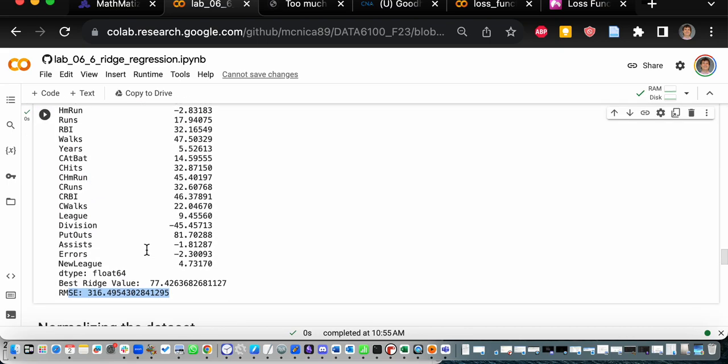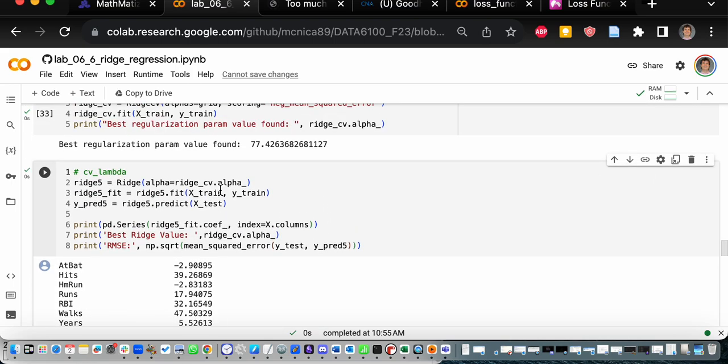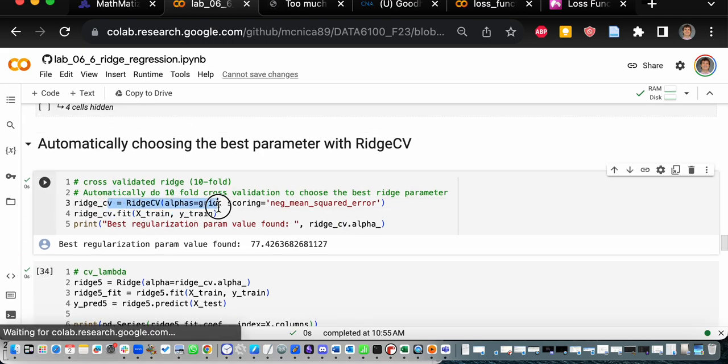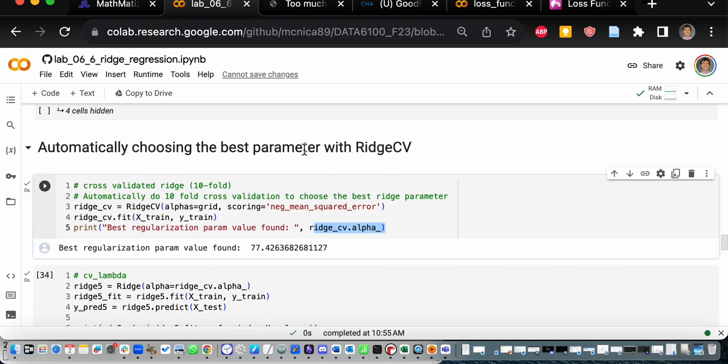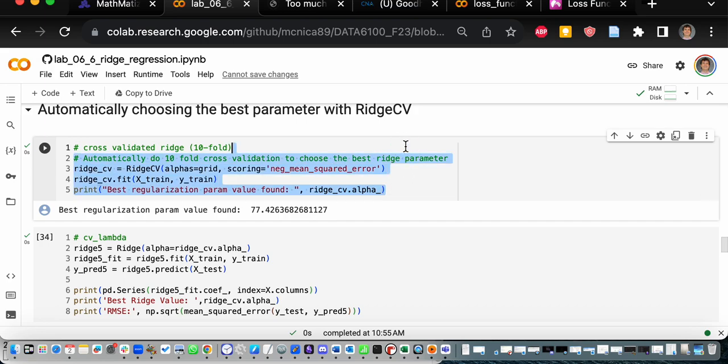And RidgeCV kind of does it automatically. You don't get a nice picture though. So I don't know what it does under the hood. It does some crazy stuff, and it finds this value, and then it's kind of like magic. So it's a little bit of a black box. If you want to understand what's going on, it's sort of better to do it by hand. I'm sure this is more efficient, and it's nice that it's cross-validation instead of just one test set. So that's a good function to know.